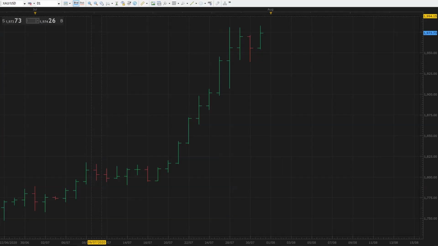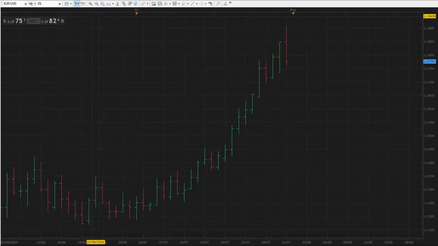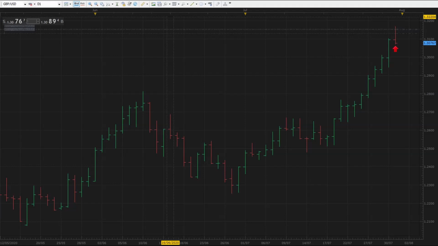Here's the US dollar against gold. Here's the US dollar against the euro. Look at this. And here's the US dollar against the sterling. So my guess is something big has happened. Something big that we don't see. We see the symptoms, but I honestly don't think we see the cause.